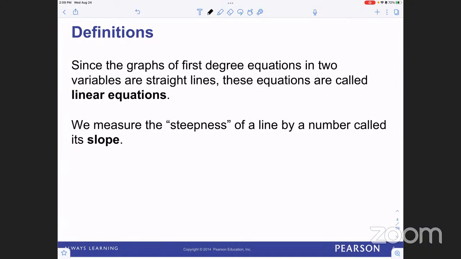So we have a few definitions. Can I get a volunteer to read this slide for me?